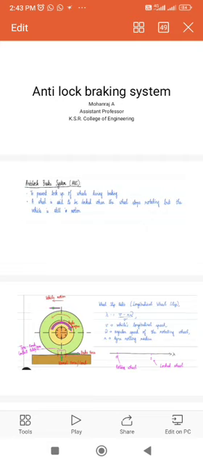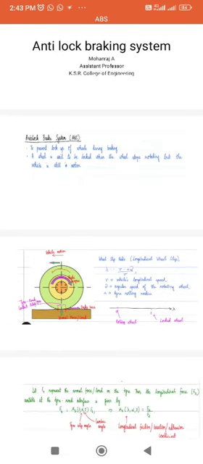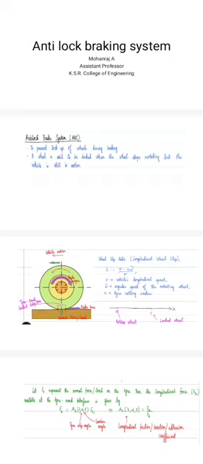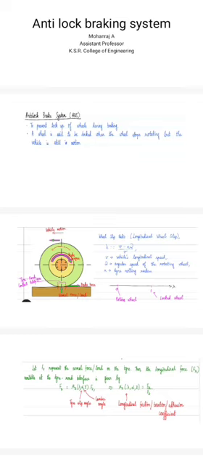The basic concept: when we apply the brake suddenly on a normal road or in a normal system, the wheels may stop rotating completely. This is called wheel lock. Once the wheel is locked, the vehicle starts skidding, the driver loses control and the steering will not work properly. But in the ABS system, the system does not allow the wheel to lock.